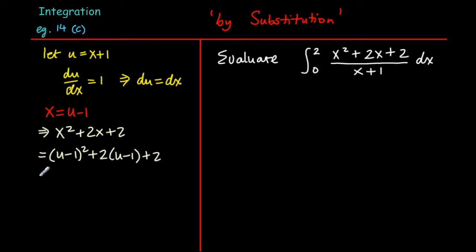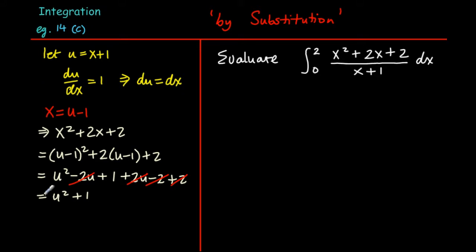Now just multiply this out. Square u minus 1. You get u squared minus 2u plus 1. Then we have plus 2u minus 2 plus 2. This neatens up nicely for us. And we see we're left with just u squared plus 1.